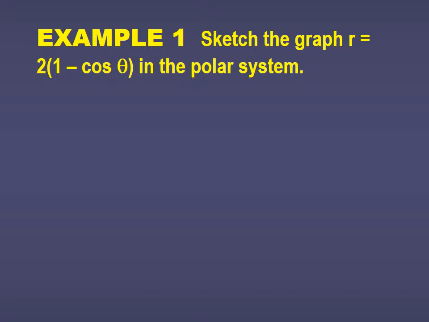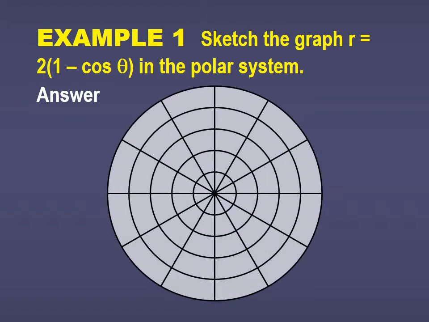All right, so sketch the graph r equals 2 times 1 minus cosine theta in the polar system. So first thing we have to know, what is this? Well, this is a cardioid because your a value is equal to your b value. So it is cosine, which means it's left and right. It's negative, which means it's going to the left. And it has a value of 2, which means it's going to be 2 from the origin. So it's going to look like that.